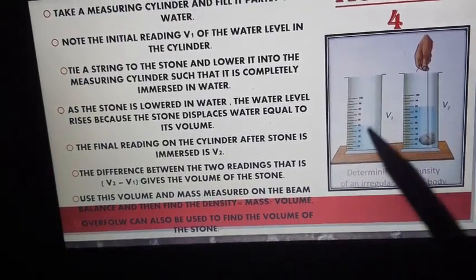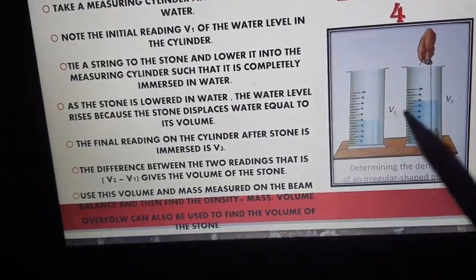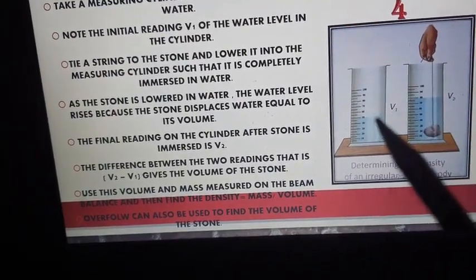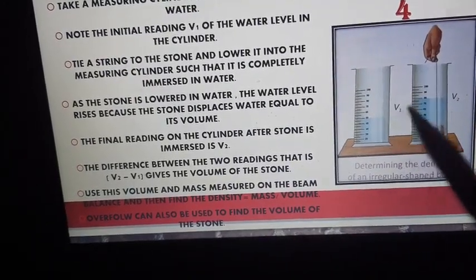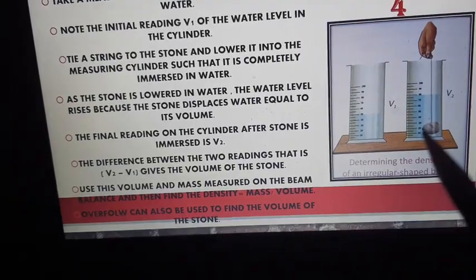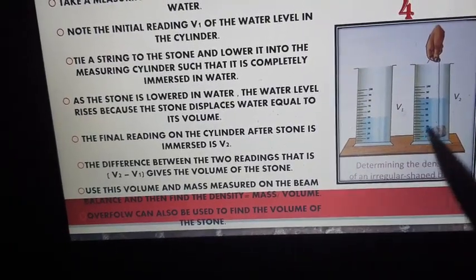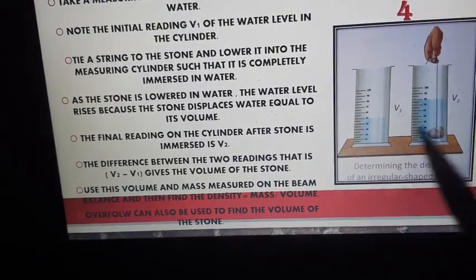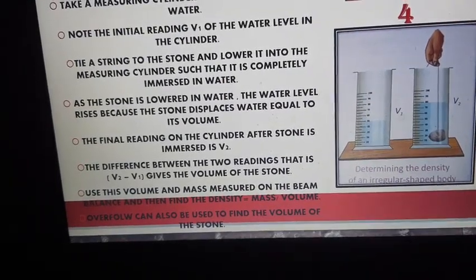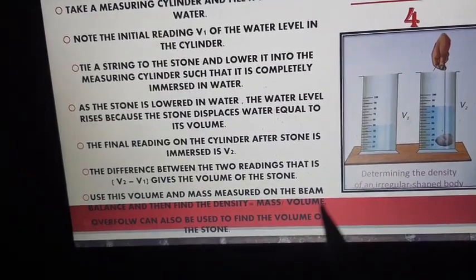Now, if you take the difference between the final level that has risen and the initial level, that is V2 minus V1. Final is V2, initial is V1. If you take the difference between the two of them, it will give you the volume of this particular irregular substance, that is the stone. Now, is that understood by everyone? Okay. Now, if you know the volume, you can find the mass of this stone by using a beam balance, and you can measure the density of an irregular substance.